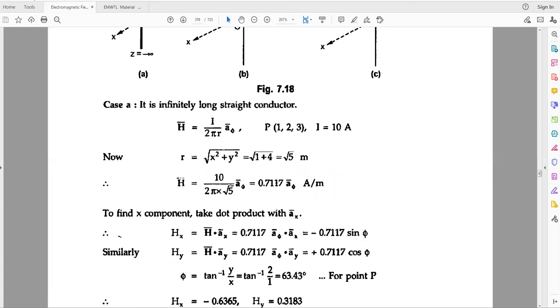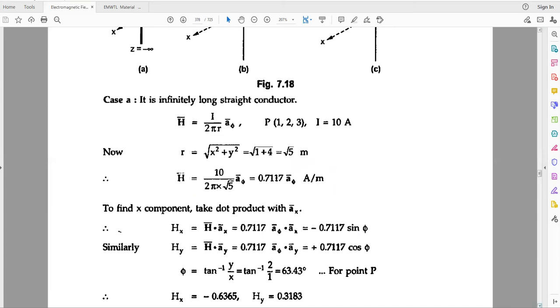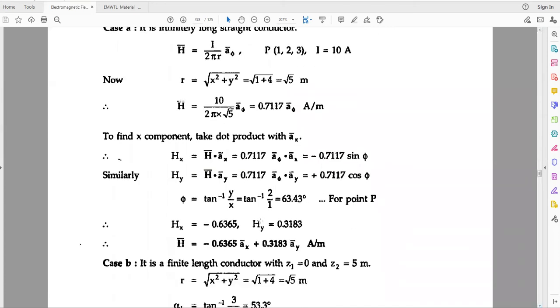My students, and we need to find phi, because we are converting from the Cartesian to the cylindrical coordinate system. Phi is equal to tan inverse y by x. What is the y here? The y term is 2 and x the value is 1, so tan inverse 2 by 1 gives 63.43 degrees for the point P.